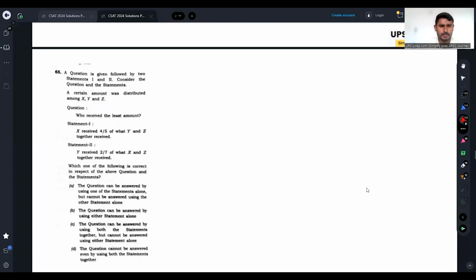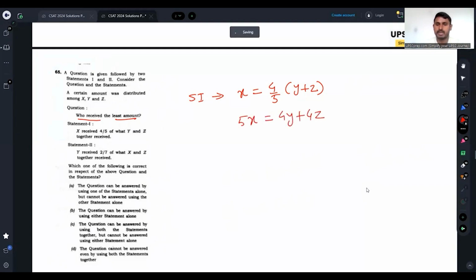Again, a similar type of question. The question is, who received the least amount? Now statement 1. Statement 1 is saying x received 4 by 5 times of y and z together. तो x जो है he received 4 by 5 times of y plus z. Statement 2 जो है, now from this statement 1, let's simplify this statement 1. Statement 1 will be 5x equal to 4y plus 4z. From statement 1, are we able to say who has received the least, x, y or z?